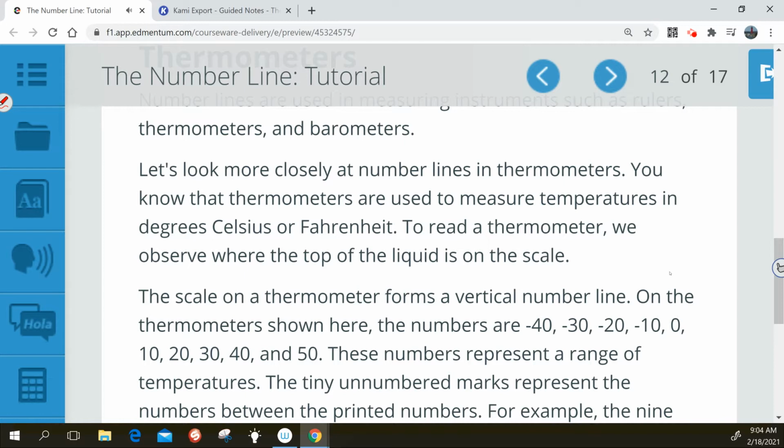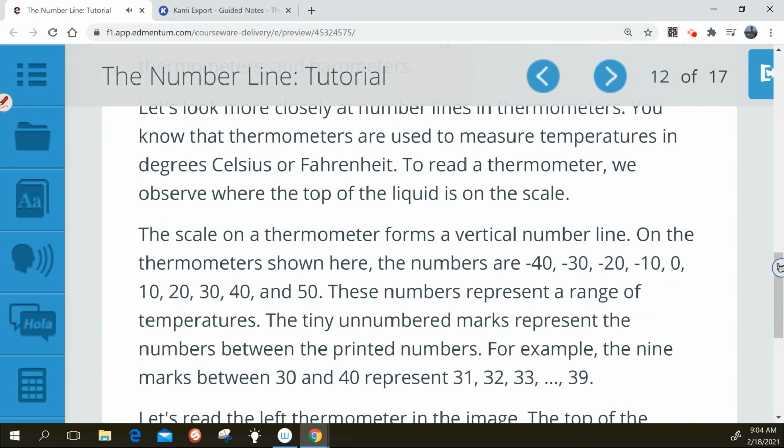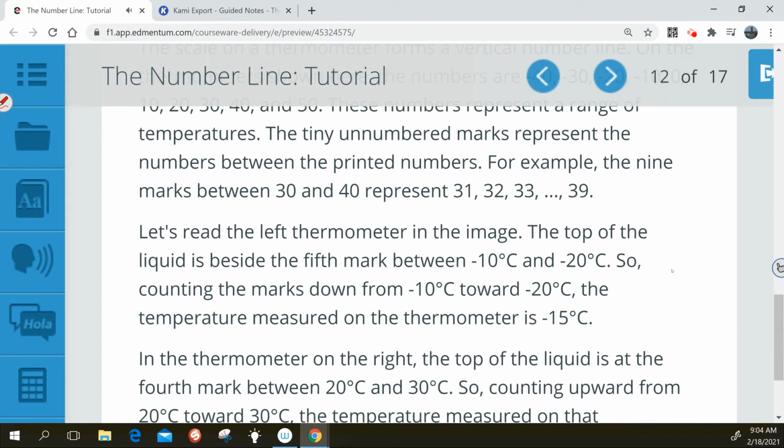On the thermometers shown here, the numbers are -40, -30, -20, -10, 0, 10, 20, 30, 40, and 50. These numbers represent a range of temperatures. The tiny unnumbered marks represent the numbers between the printed numbers. For example, the 9 marks between 30 and 40 represent 31, 32, 33, and so on to 39.